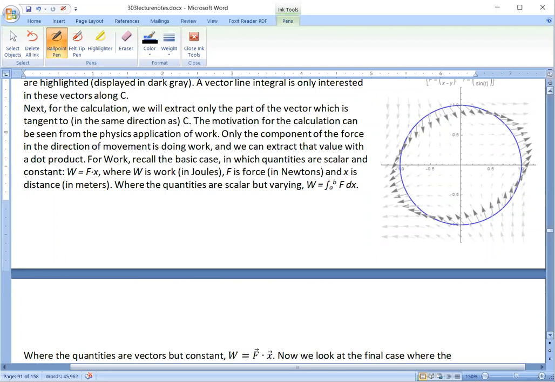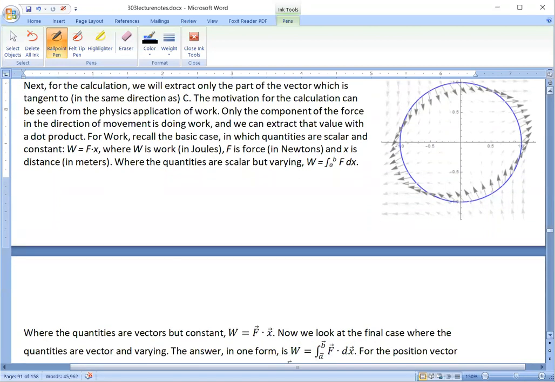So now we're going to consider the final case. In the final case, what about where quantities are vector and varying? By putting those two formulas together, the varying one plus the vector one, what do we get? We get the integral, work being the integral of F, but now F is a vector, dot dx, but now that's a vector also. And we want to go from the start point to the end point.